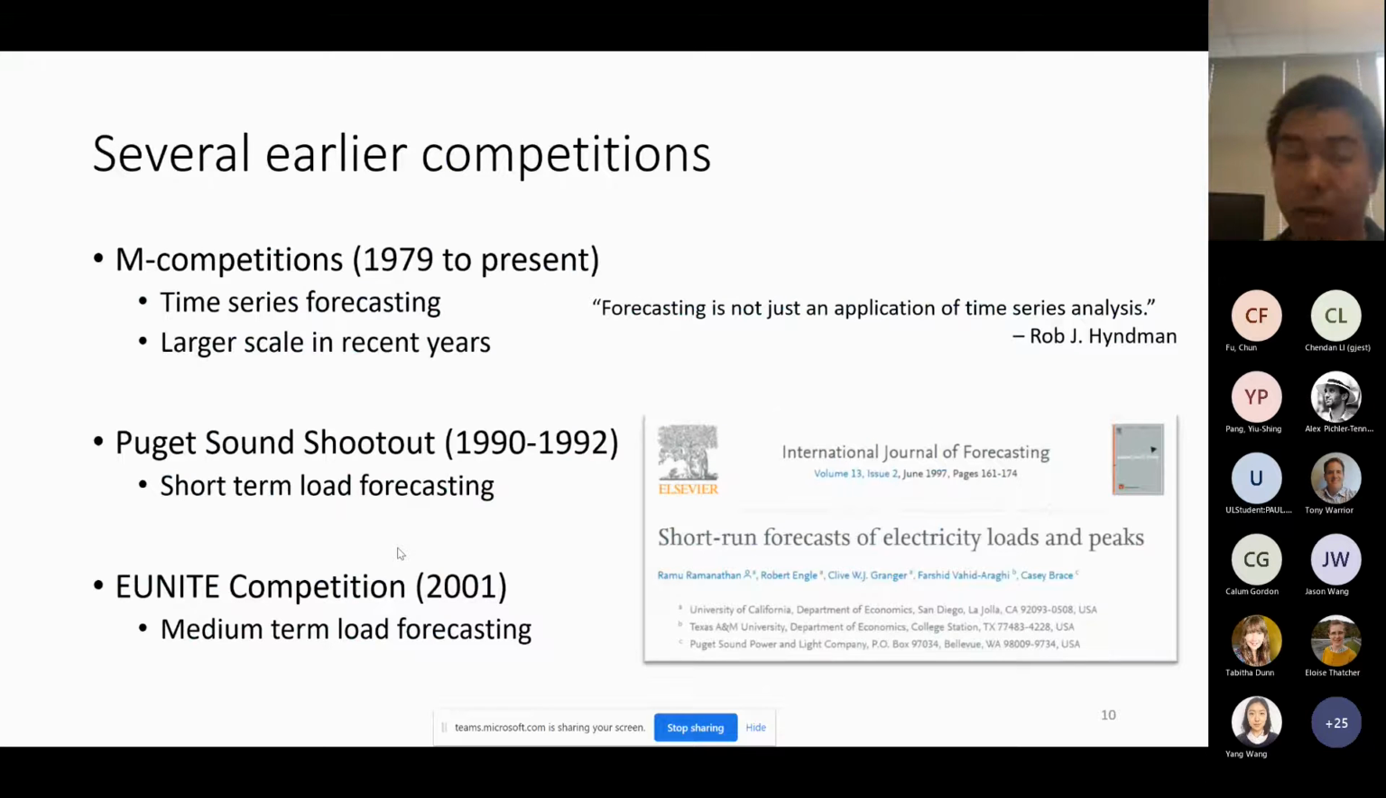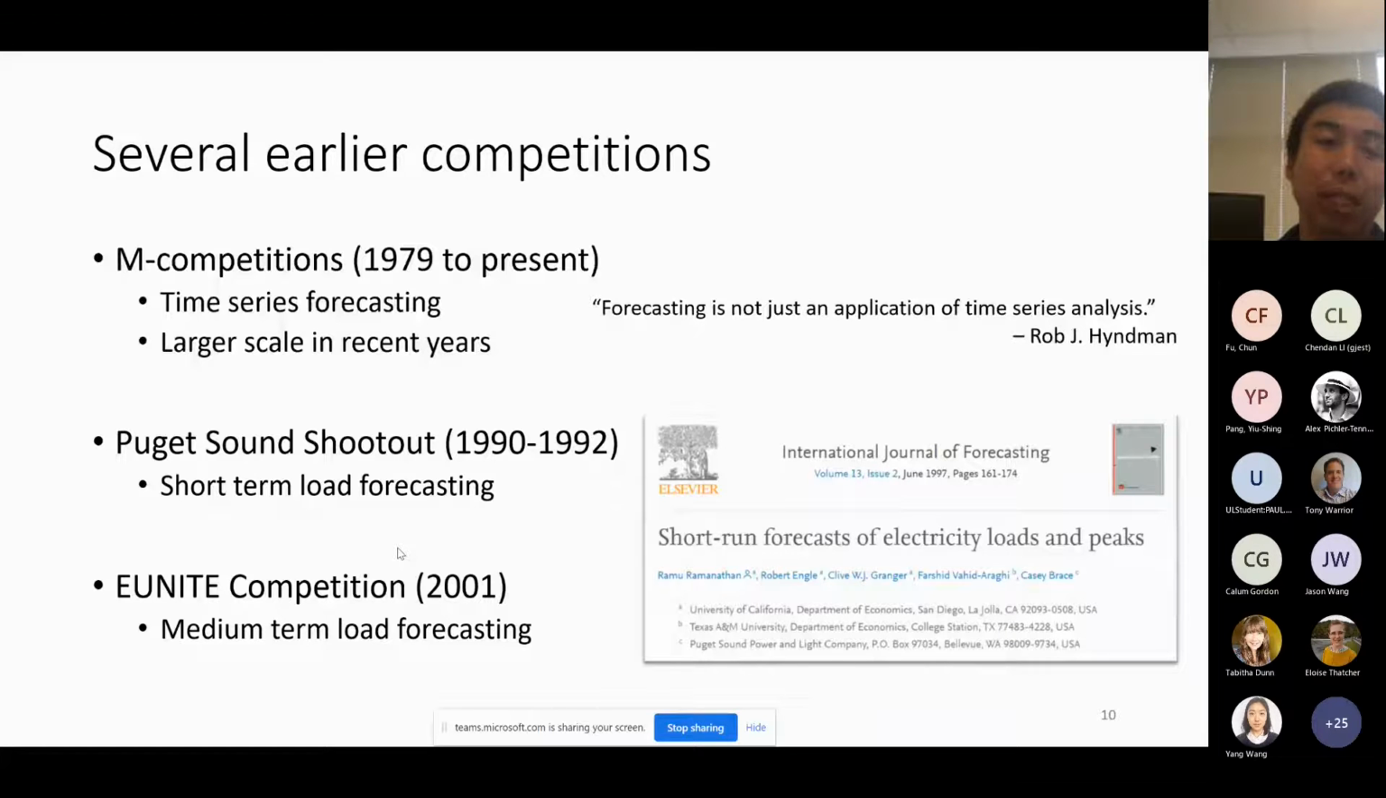I want to acknowledge a few earlier competitions, because the ones I did with my collaborators were not the first forecasting competitions. In fact, if you look into forecasting competitions, you can trace back to the late 1970s. In the very early days, people were trying to compare methodologies and see which method is better. Around the late 1970s to early 1980s, there were competitions that invited multiple contestants to join and build forecast models. At that time, it was mainly for time series forecasting.